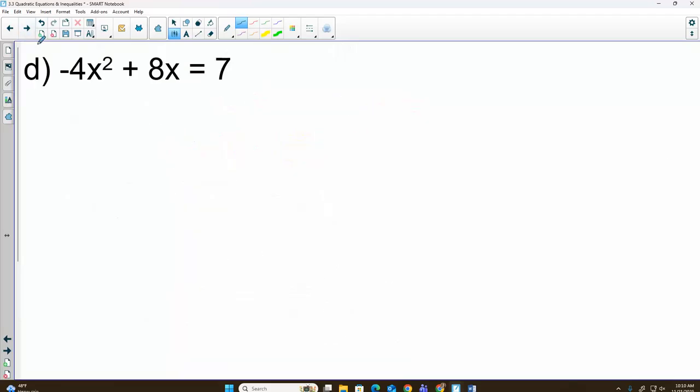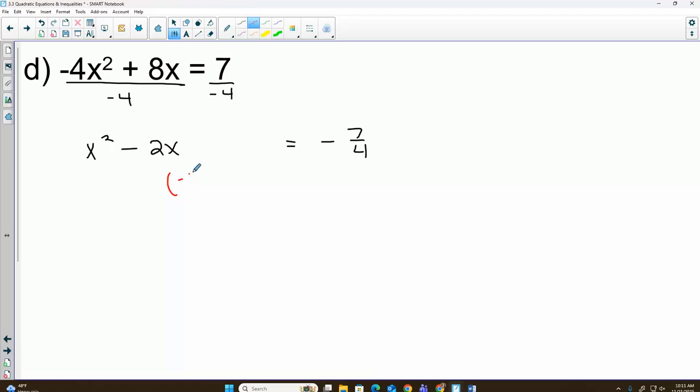Let's try another one. Do I have to move my 7 over? No. We just need to divide everything by -4 so that we have a 1x squared. So that would give me an x squared minus 2x equals -7/4.